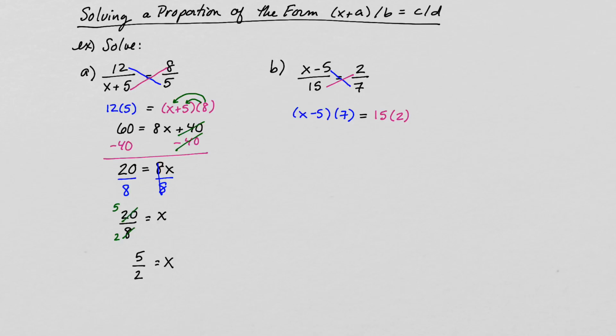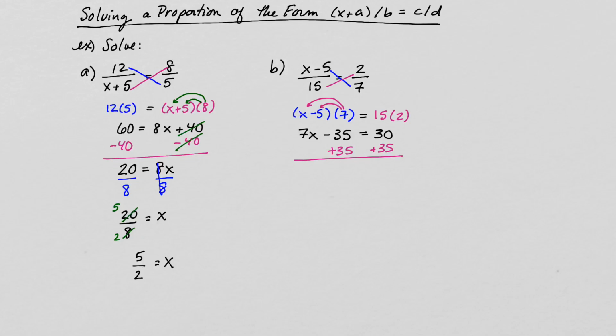And just like before, I have to take this 7 and distribute it. So 7 times the x and 7 times the minus 5. So we're going to have 7x minus 35, because 7 times 5 is 35, equals 30. We want to get the x all by itself. So again, we're going to take this minus 35 and add it to the other side. So plus 35 to both sides.